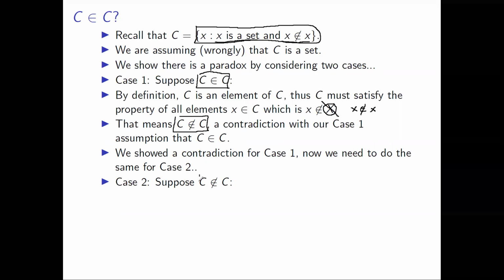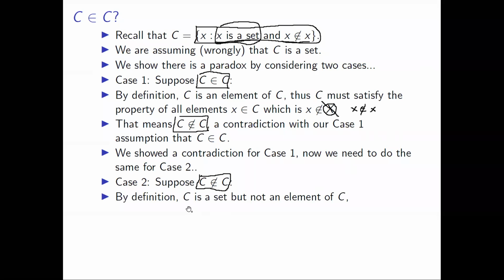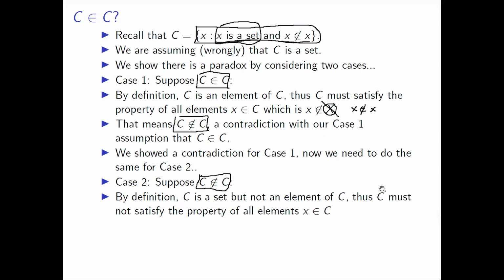So for case 2, if C is not an element of C and C is a set, then that tells us that since it's not an element, but it satisfies this part, the being a set part, it must not satisfy this part right here. So C is a set, but not an element of C. So it does not satisfy that property on the right, that it is not an element of itself. So it must not satisfy the property that C is not an element of C. And again, right here, same typo as above, that should be a lowercase x.